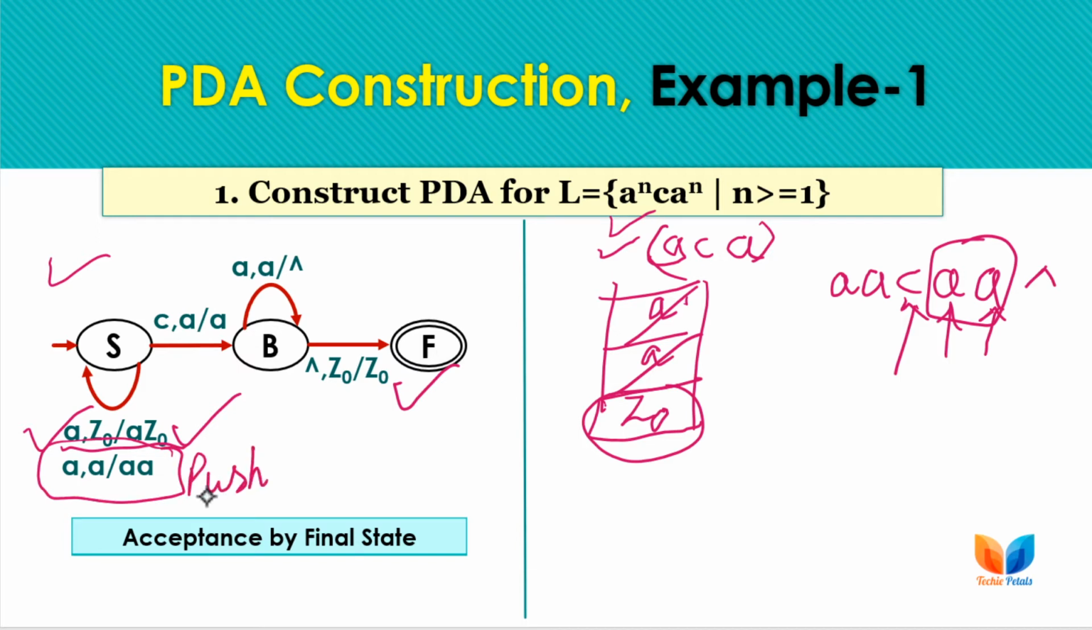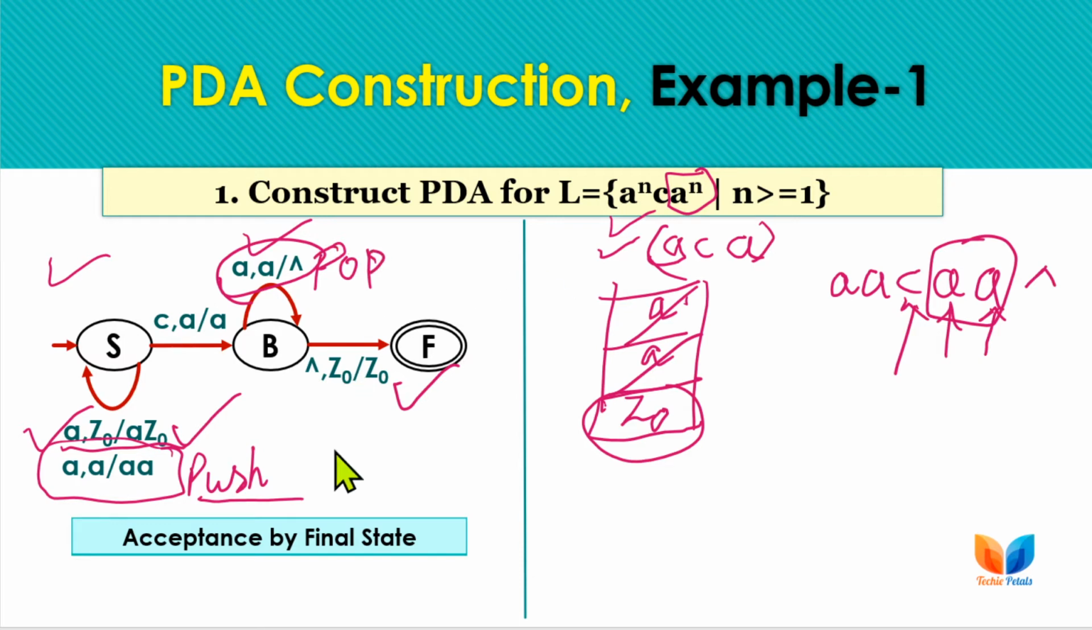This is pushing all the A's onto the stack, and once we come across the C, we change the state to B. Why are we changing the state? Because now we are moving from the push operation to the pop operation. Now we have to pop the A's corresponding to the previously entered A's, all the A's that we have already pushed onto the stack. We have to match each A received after the C. So here is the pop operation.